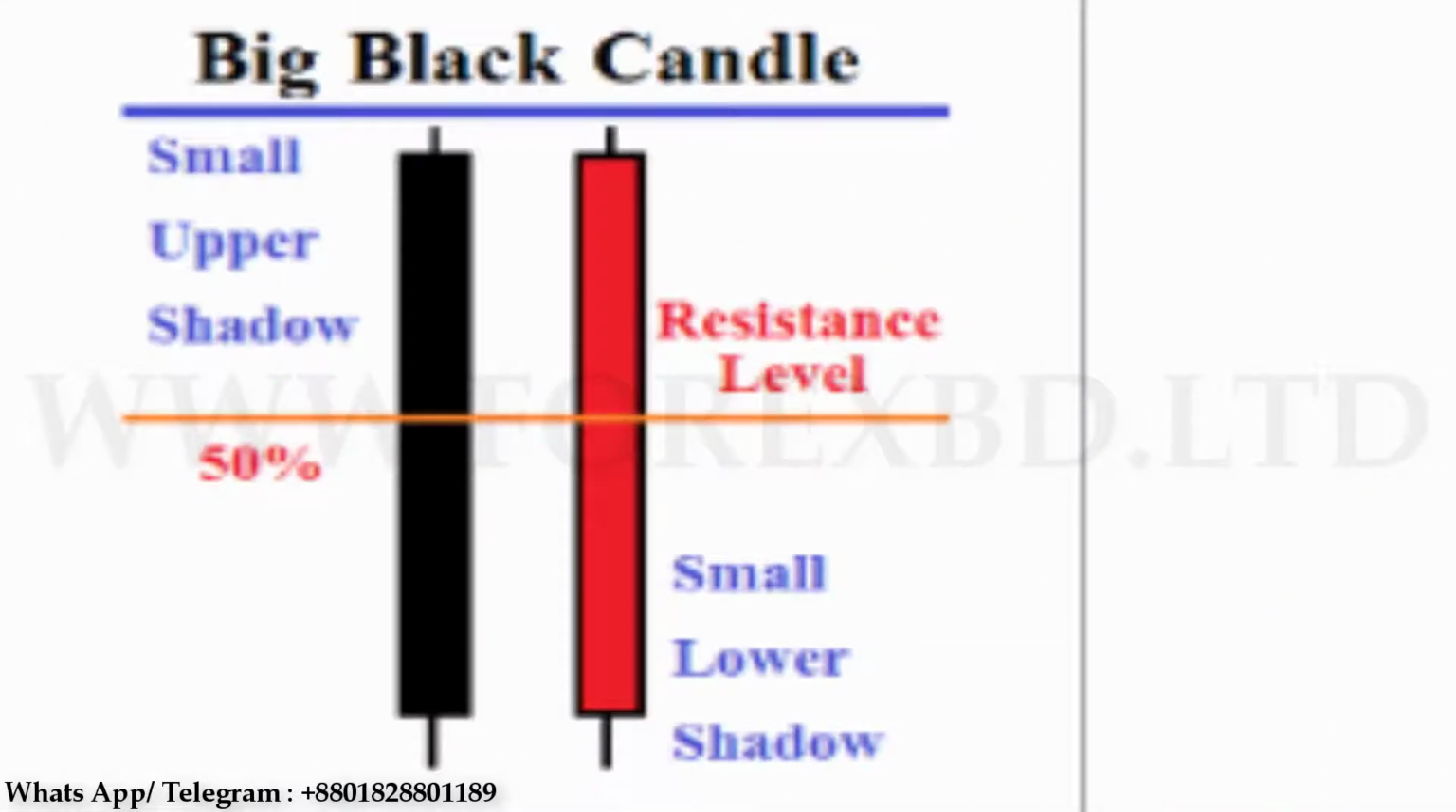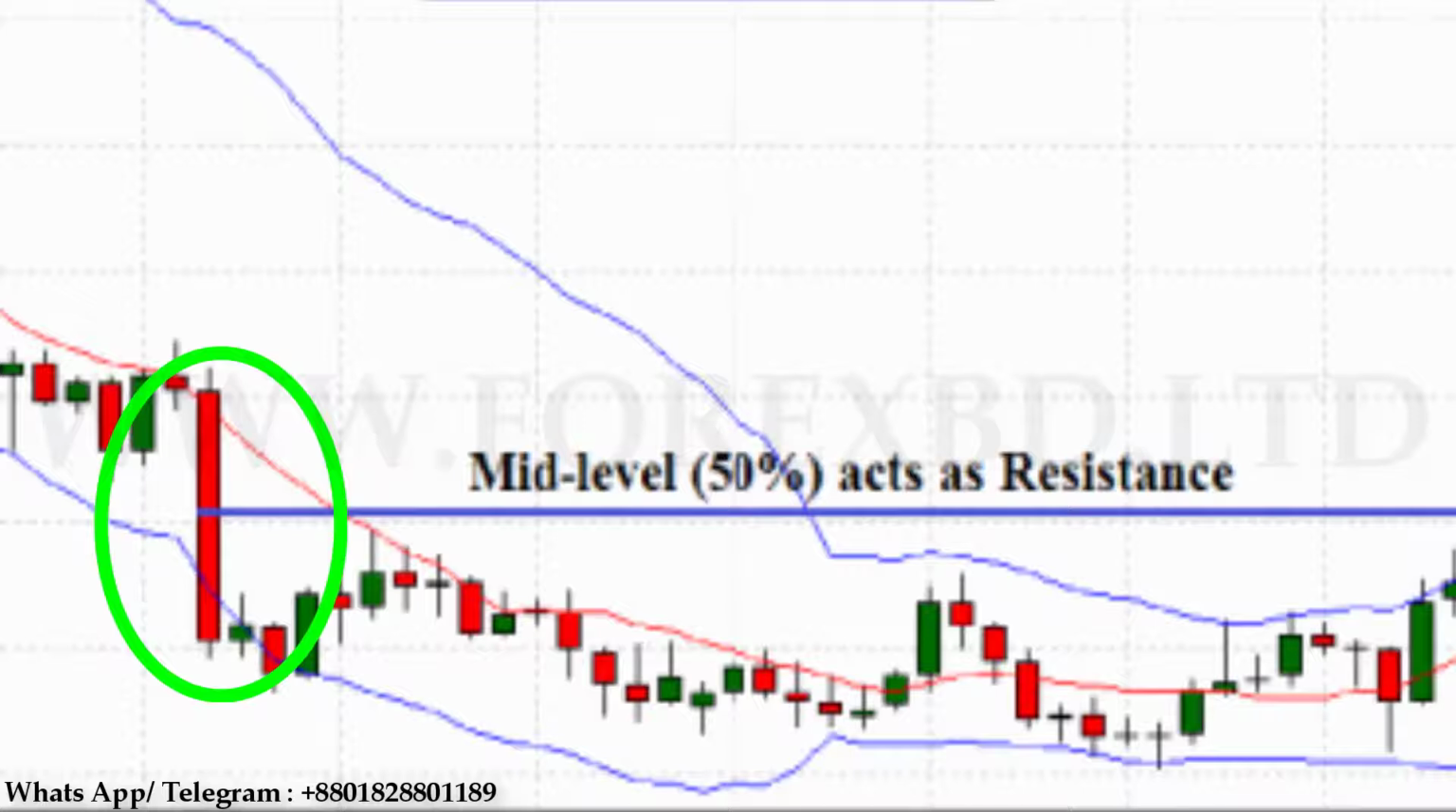Big black candle. A very large red candle with big upper shadow and lower shadow is called big black candle. The market usually provides a downtrend reversal signal after the advent of such a candle. So this pattern provides a downtrend reversal signal.